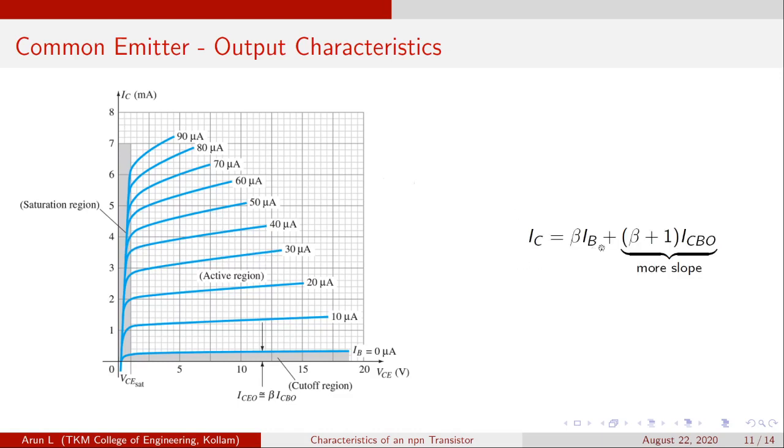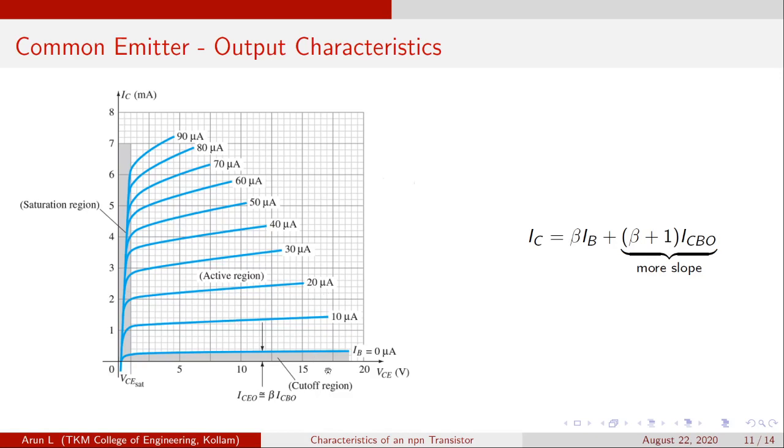Because IC is beta IB plus beta plus 1 into ICBO. So ICBO is amplified by a number beta plus 1. It is multiplied by beta plus 1. So when we are increasing the VCE value, when we move towards right on the x-axis, say from 10 volt to 15 volt, the reverse voltage across the collector base junction will also increase. Collector base junction will be more reverse biased. So the reverse leakage current ICBO will increase, and that is magnified by beta plus 1. So that is why there is an increase in the collector current and there is a tilt in the graph.